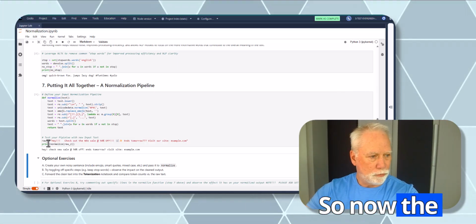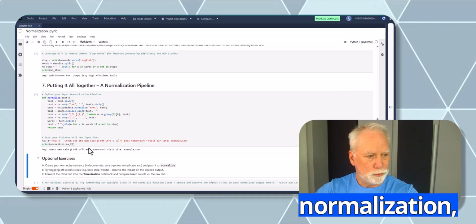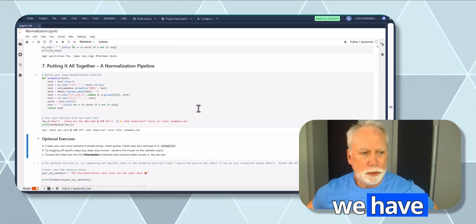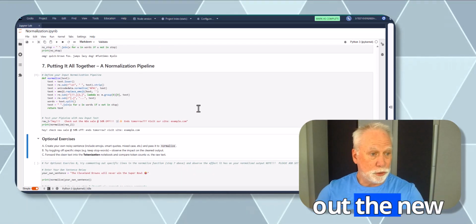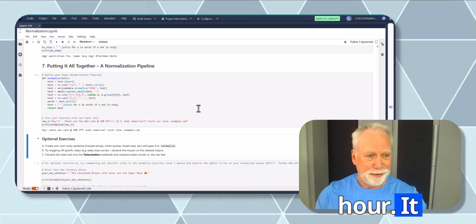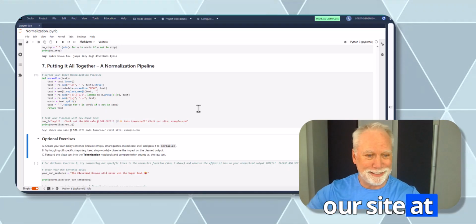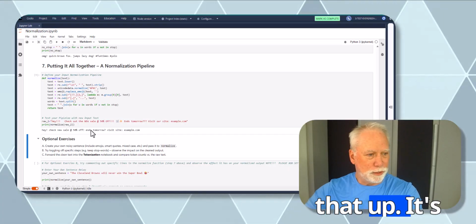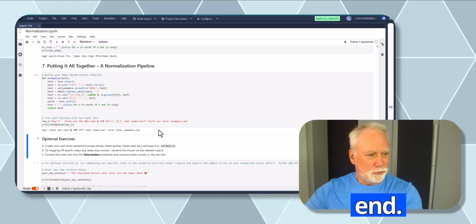All right, so now it runs through the code, does normalization, and we switched up the sentence here a little bit. So we have, "Hey, check out the new sale of 50% off. It ends tomorrow. Visit our site at example.com." And so it goes in and it cleans all that up, gets rid of the extra quotes and all of that.